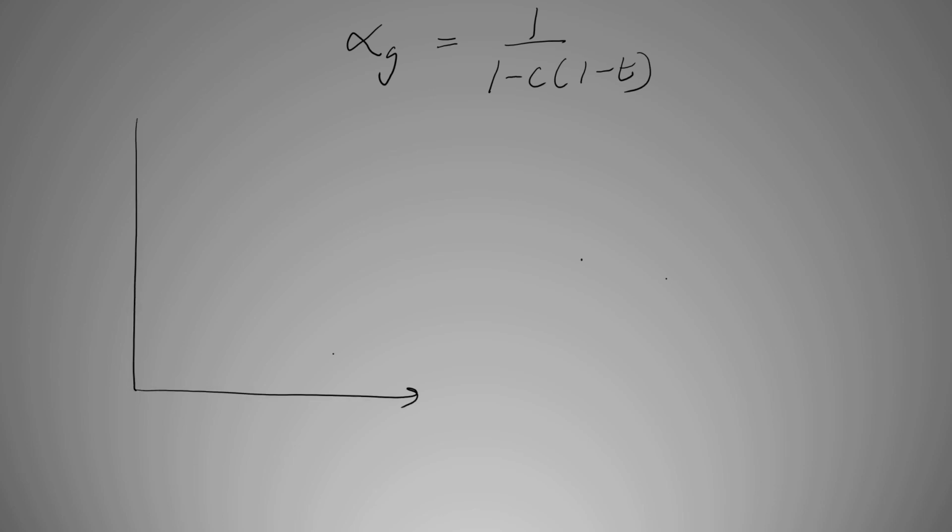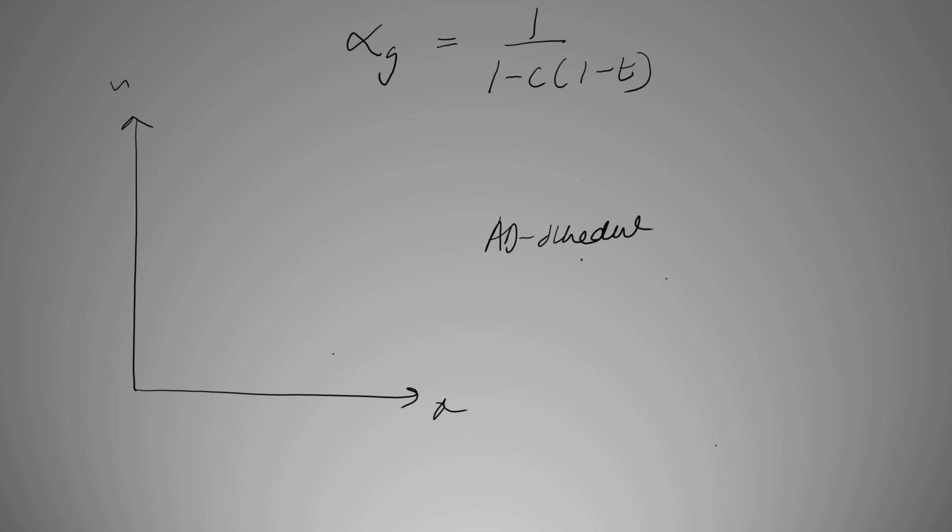Now we'll talk about how multipliers affect our slope. Okay, so we know the multiplier is equal to 1 by 1 minus c, 1 minus t, right? And let's just understand this impact on the AD schedule first.